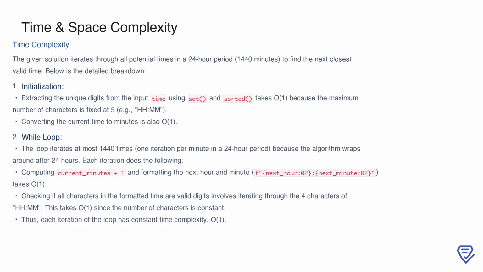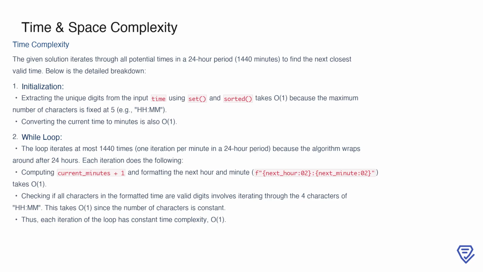Here, we analyze the time complexity of the solution. The algorithm starts by extracting the unique digits from the input time and converting the current time to minutes. Since the number of characters in the input is fixed at 5, both these operations take constant time, or O(1). Next, the core of the solution is a while loop that checks every minute in a 24-hour period to find the next closest valid time.